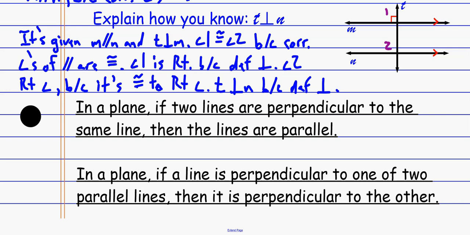So in a plane, if two lines are perpendicular to the same line, then the lines are parallel, all right? That was the first thing we just talked about. The second one, in a plane, if a line is perpendicular to one of two parallel lines, then it's got to be perpendicular to the other line. And again, these are in the same vein as the third line parallel theorem, but they're relating perpendicular lines, okay? We're still using 3 lines, but instead of 3 lines that are all parallel, we're using perpendicular lines to show things are parallel, or using parallel lines to show something else is perpendicular, okay?